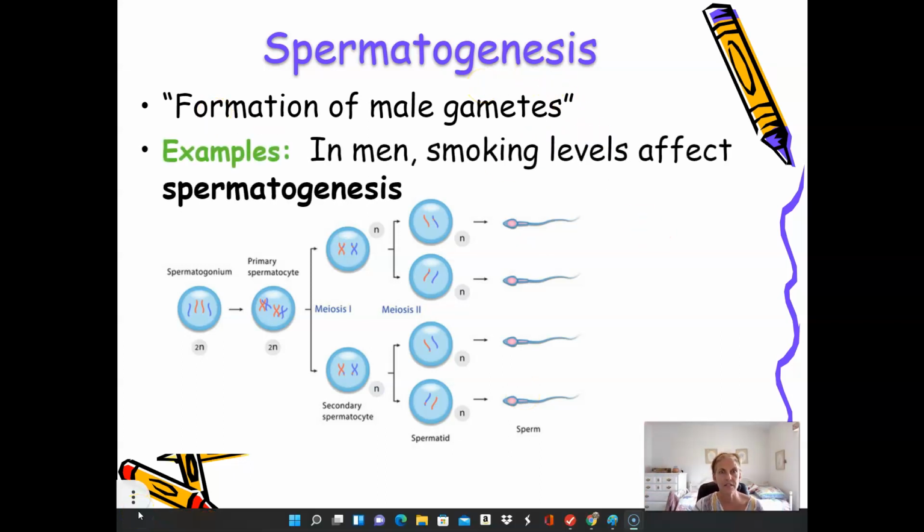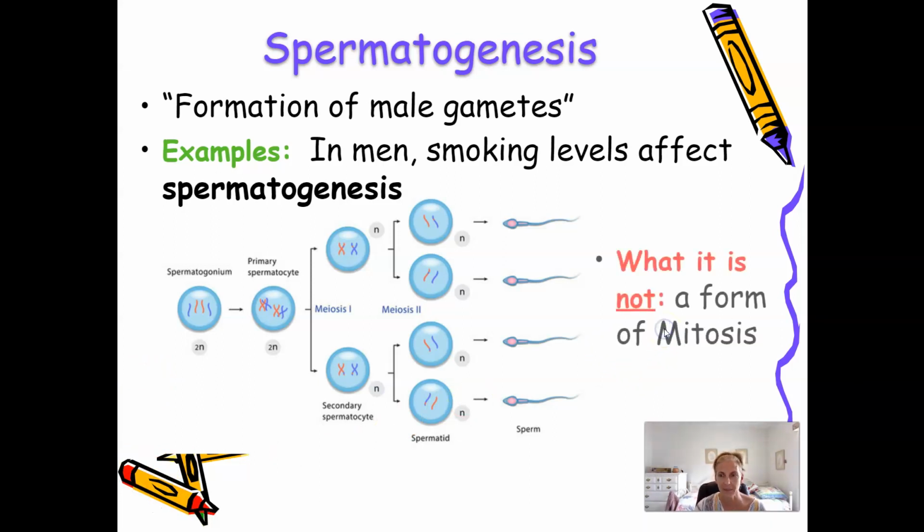Here's an example of using spermatogenesis in a sentence. In men, smoking levels affect spermatogenesis. So it affects their ability to make sperm. What it is not is a form of mitosis. Notice it goes through 2 rounds of divisions, and it is a reduction division, going from a diploid cell to a haploid cell, going from 2 sets of chromosomes to 1 set of chromosomes.